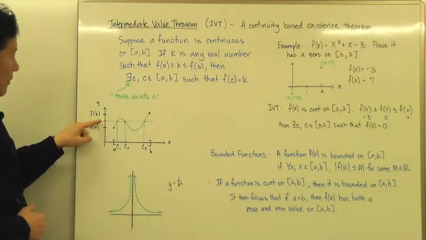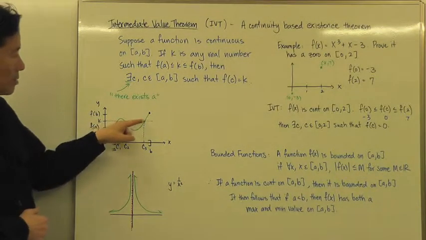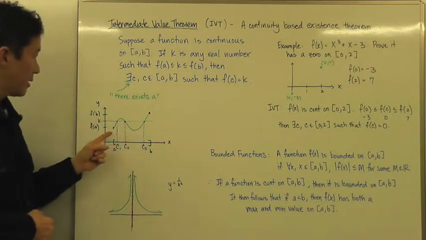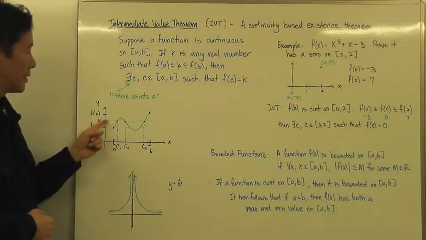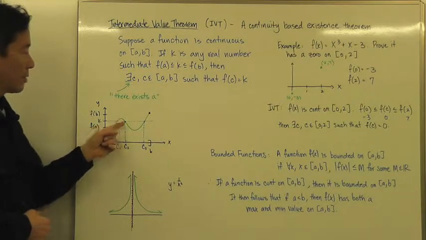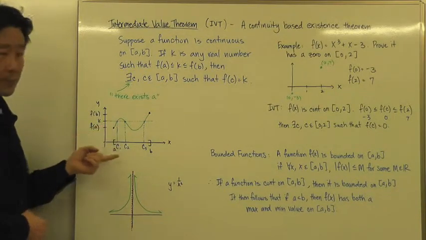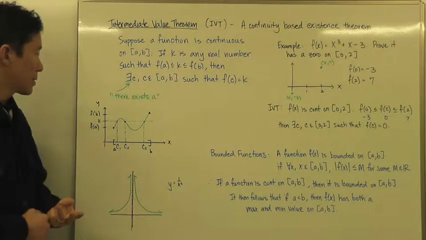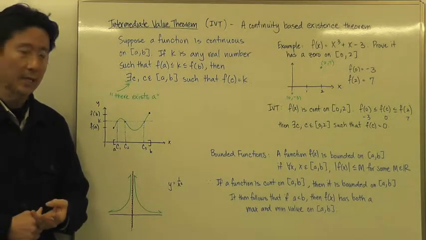So if this is what the k value is, if I go ahead and draw a horizontal line, then of course what has to happen is that there has to be an intersection of this horizontal line with the function itself. Now, in this particular case, there's actually 3 locations where that horizontal line and the function intersect.